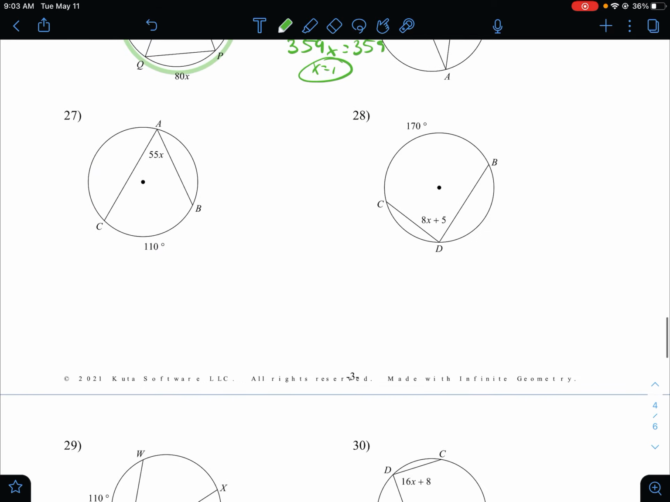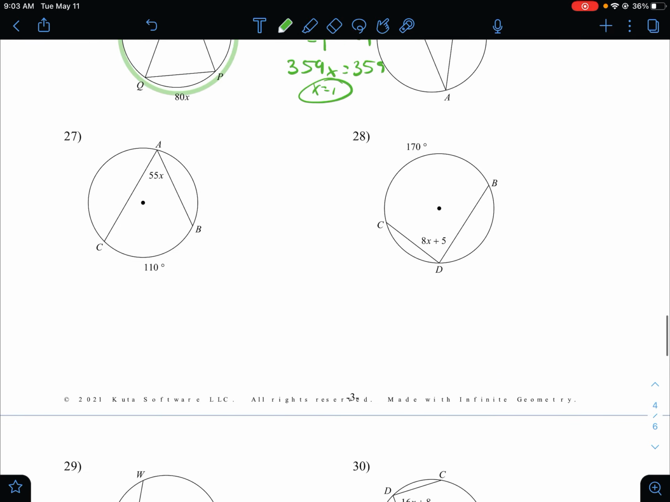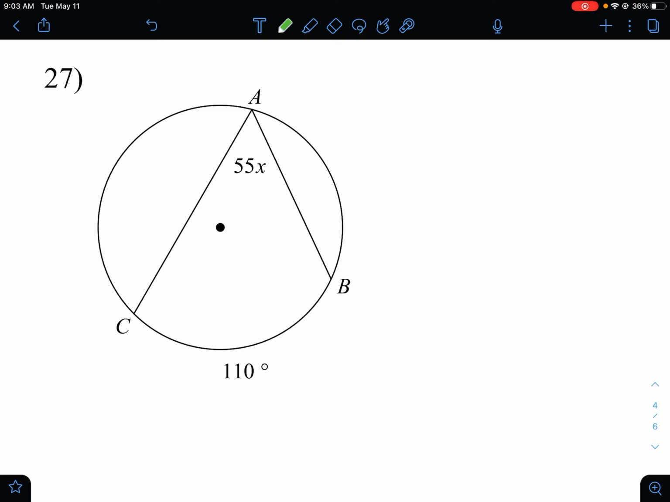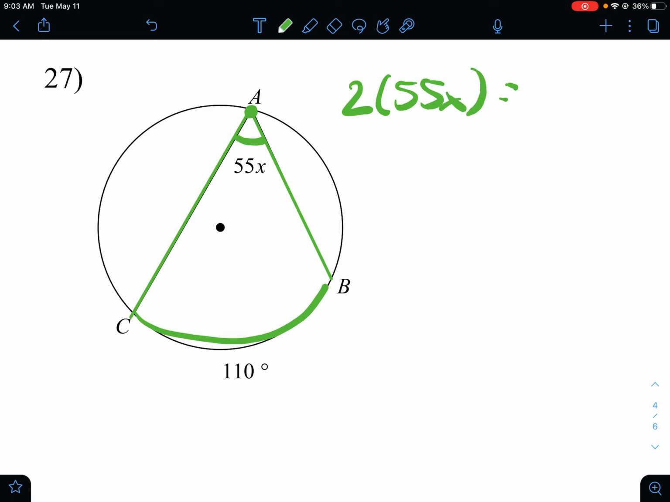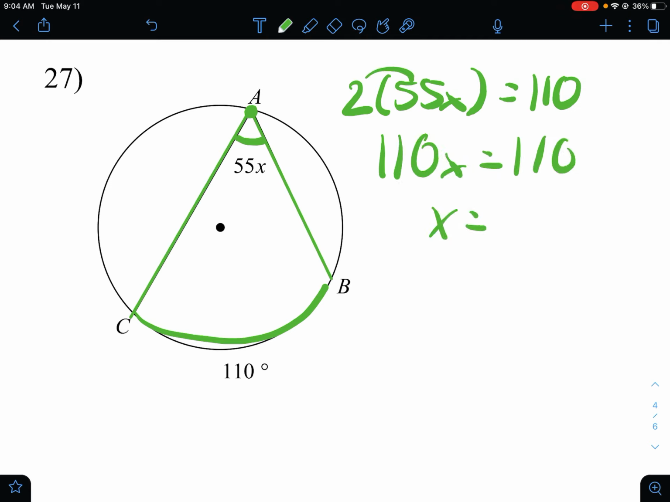All right, let's do one more. You guys are doing good. So let's go ahead and try number 27. So again, we know this is an inscribed angle because this vertex is on the circle. And we know that 2 of the angles has to equal 1 of the arcs. So we're going to say 2 times 55x equals 110. When you distribute this, you get 110x equals 110. We get another x equals 1. Nice job.